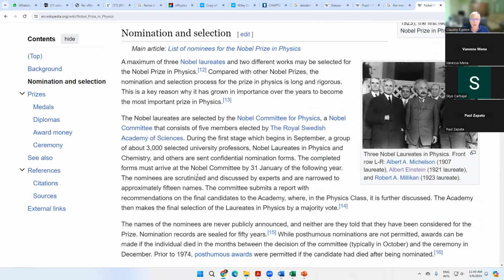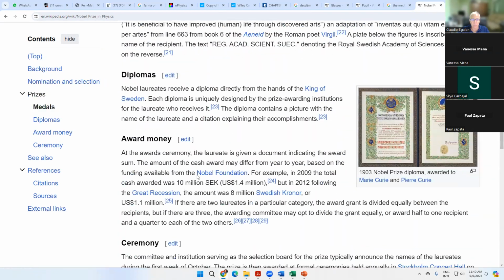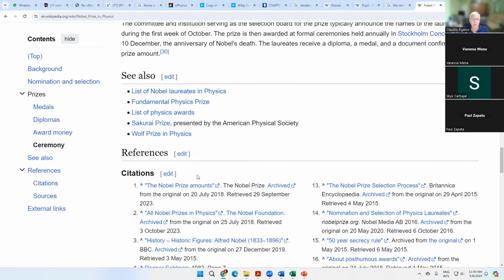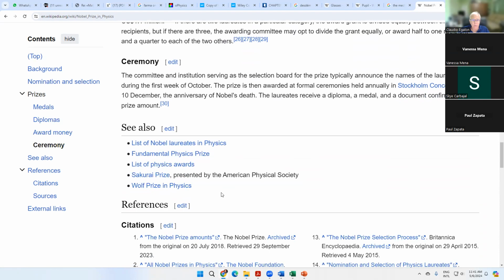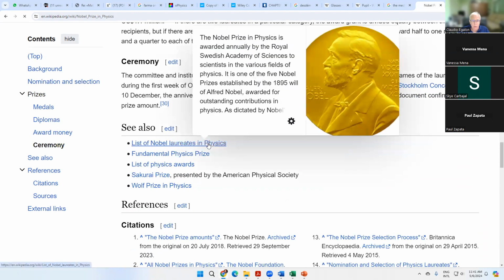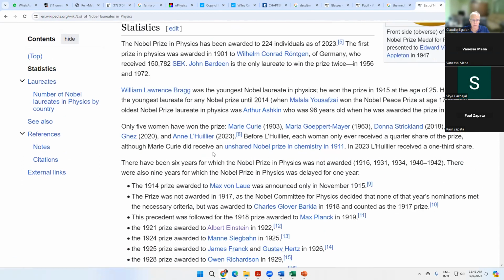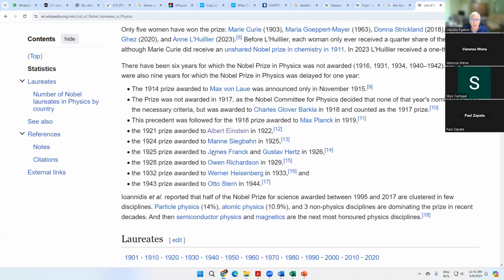Background, nomination and selection, medals, diplomas, award money. It's almost $1.5 million. Every passing year, they increase it slightly. Okay, the value of the Nobel Prize, the ceremony. Let's take a look at this one here. Statistics. Einstein.